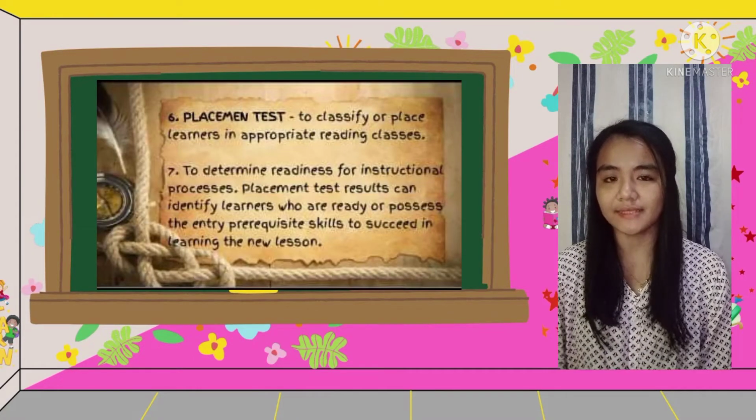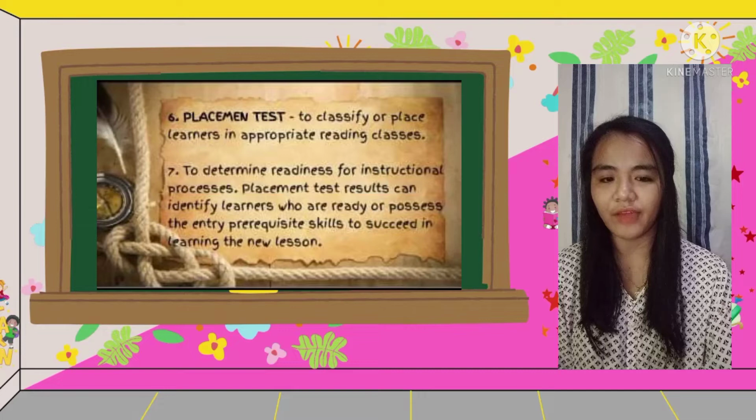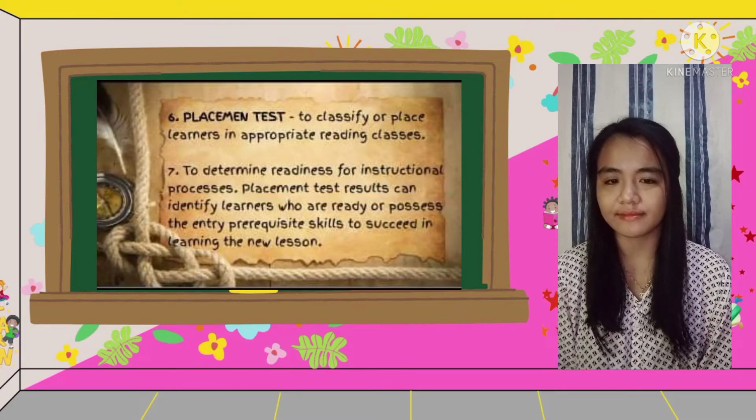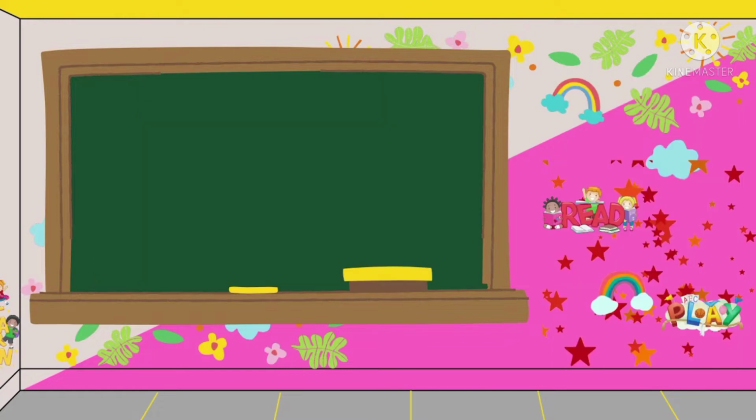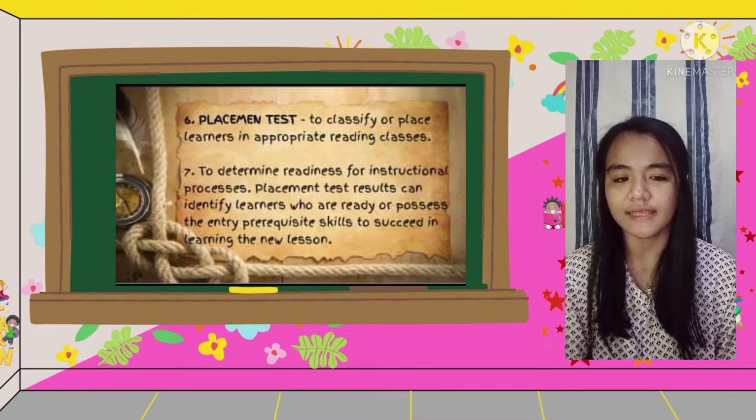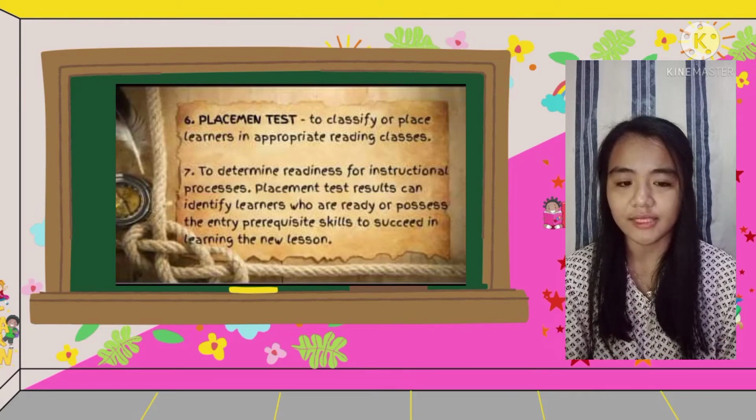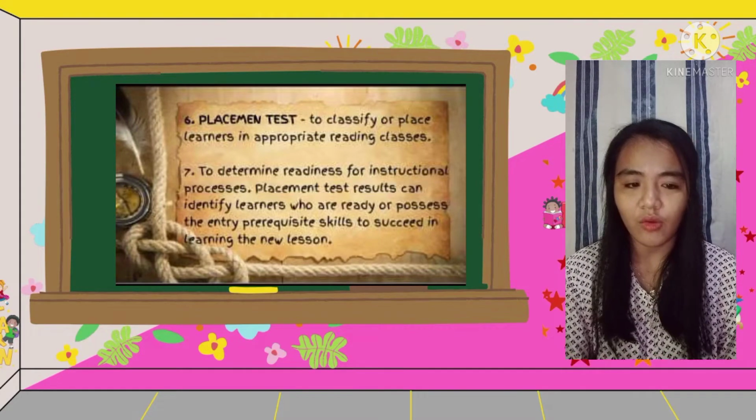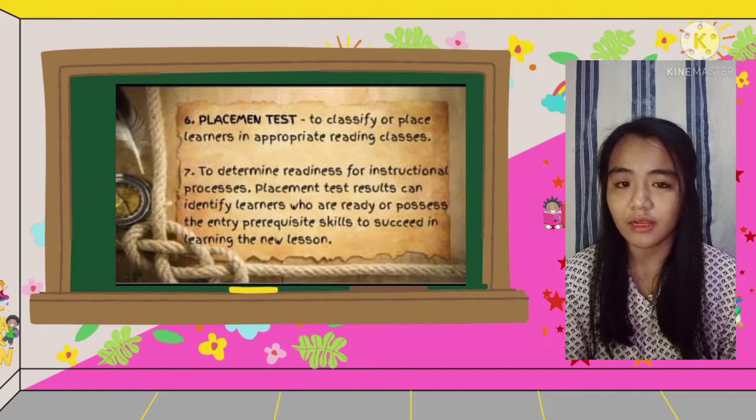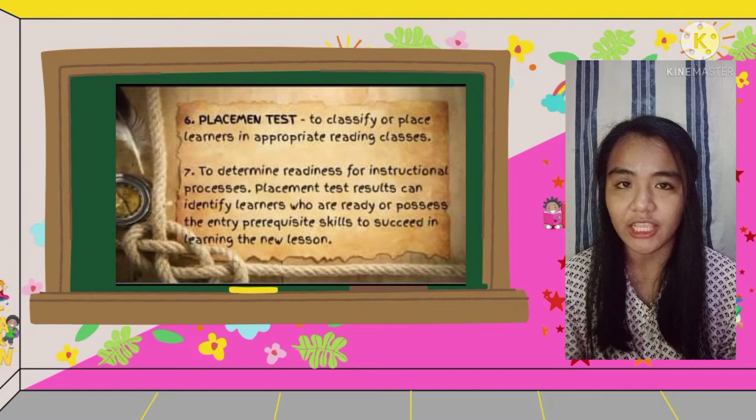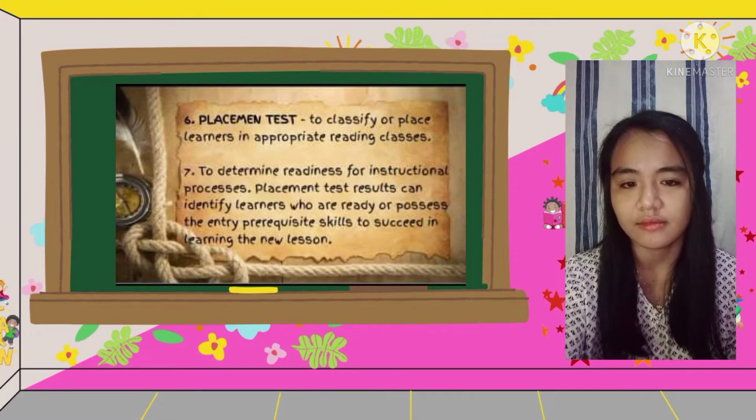Number 6. The placement test. To classify or place learners in appropriate reading classes. To determine readiness for instructional processes, placement test results can identify learners who are ready or possess the entry prerequisite skills to succeed in learning the new lessons.